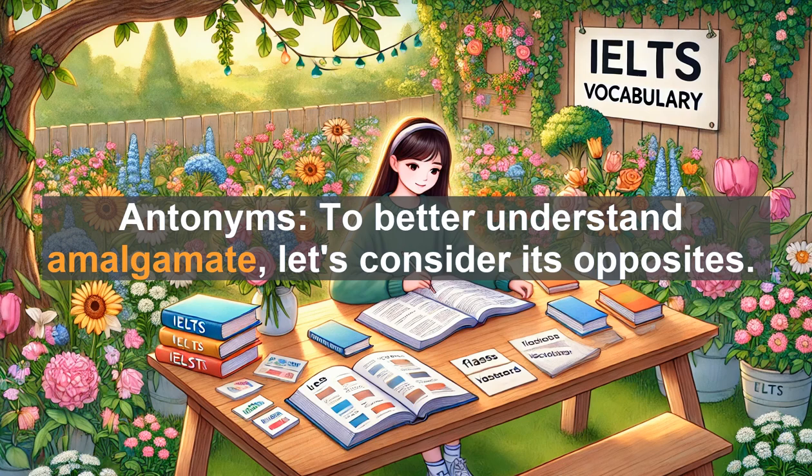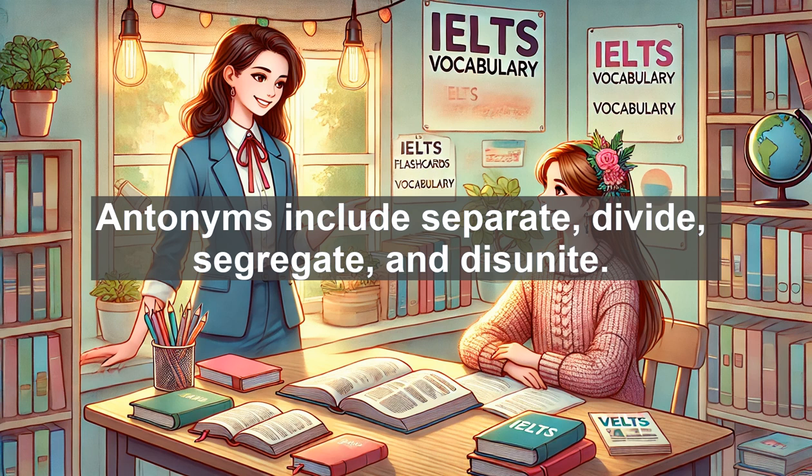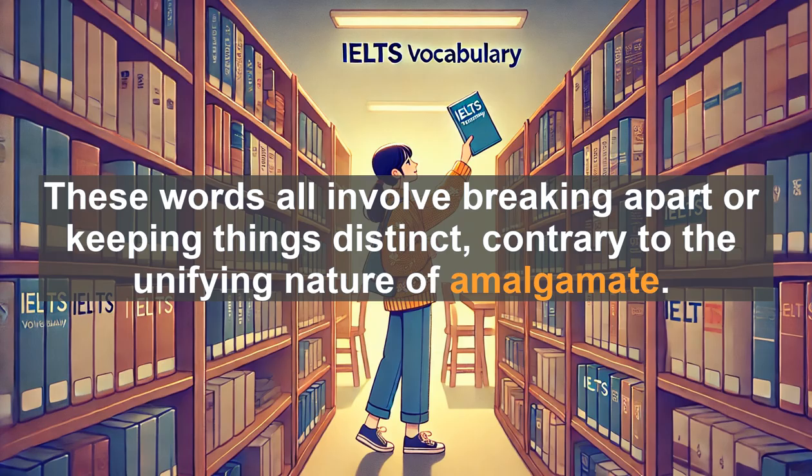Antonyms. To better understand amalgamate, let's consider its opposites. Antonyms include separate, divide, segregate, and disunite. These words all involve breaking apart or keeping things distinct, contrary to the unifying nature of amalgamate.